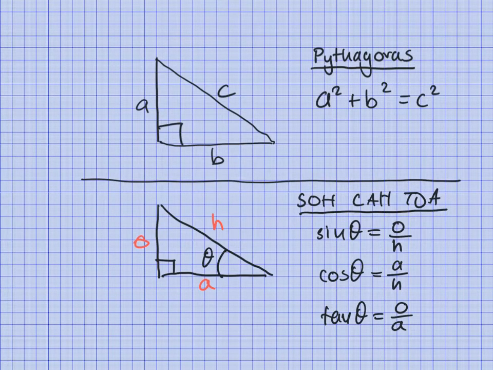Hi, so we're going to be looking at right angled triangles. Two major things to think about. Pythagoras' theorem, which is a squared plus b squared equals c squared, where c is the hypotenuse, the longest side. That's useful for finding the length of a side if you already have two of the sides.